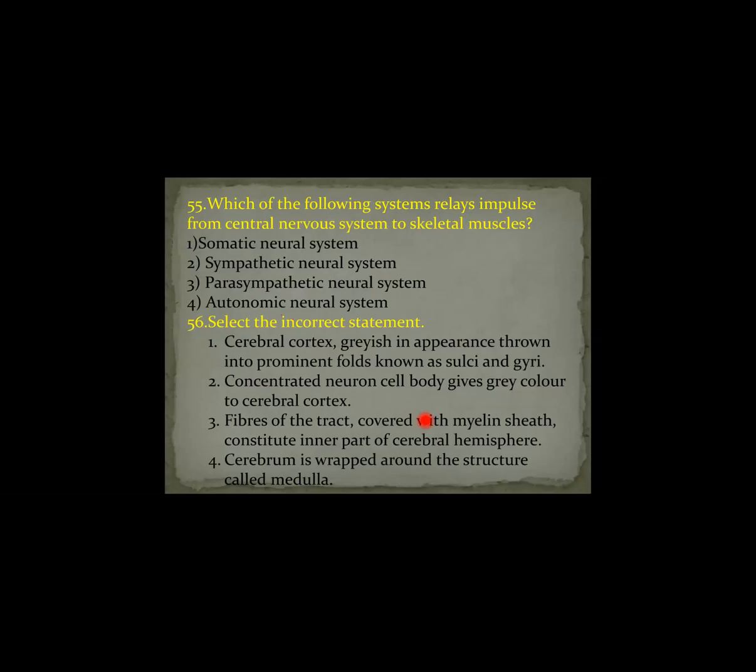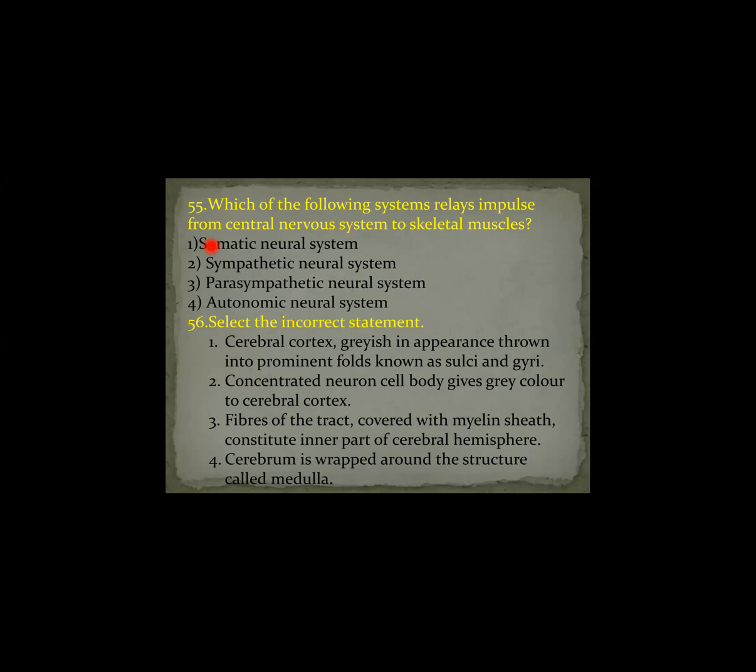Next question, question number 55. Which of the following systems relays impulses from the central nervous system to the skeletal muscle? Skeletal muscle activity is controlled by the somatic neural system. Therefore, the answer is the first option. The autonomic nervous system is further divided into sympathetic and parasympathetic. The autonomic neural system is responsible for controlling involuntary muscles, that is smooth muscles.